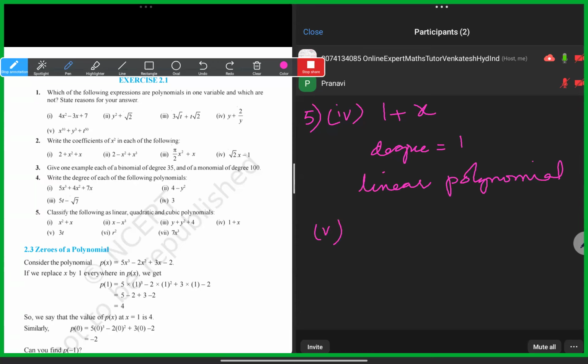Then the fifth one, 3t. Again, the variable power is 1. The degree is how much, Pranavi? t power nothing means 1. So 1, it is again a linear polynomial.